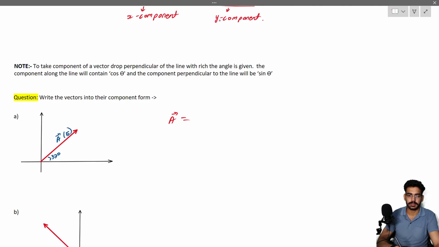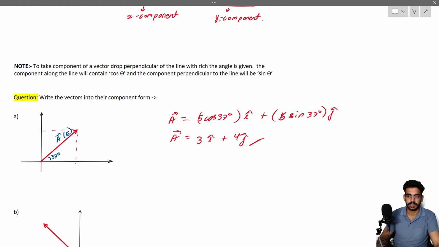Okay, along with its making angle, so I am going to take 5 cos 37 is my I cap plus 5 sin 37 perpendicular axis, like this you can draw. This is your cos theta component, this is your sin theta component. So 5 sin 37 j cap. Okay, so what it's going to be, 5 cos 37 is 3 I cap, and this is going to be 4 j cap. So this is your a vector.